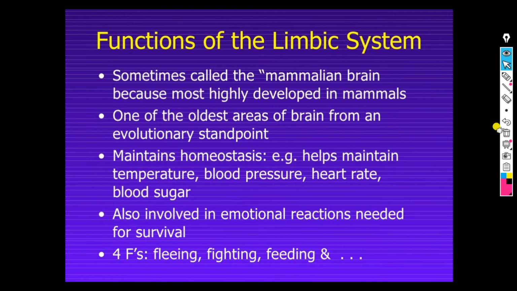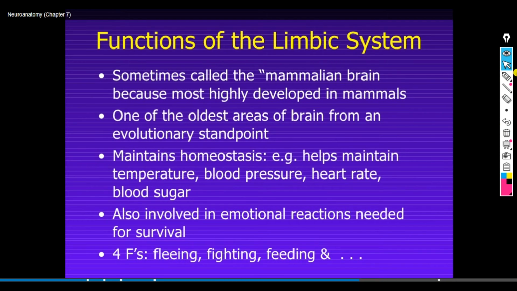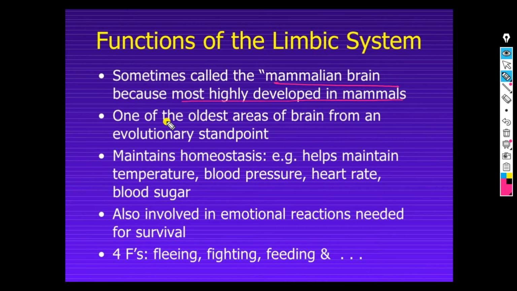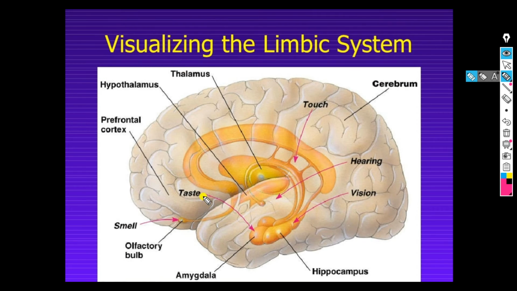The limbic system is sometimes called the mammalian brain because it is most highly developed in mammals. It is one of the oldest areas of the brain from an evolutionary standpoint and maintains homeostasis. For example, it helps maintain temperature, blood pressure, heart rate and blood sugar, and is also involved in emotional reactions needed for survival. Basically we can say the functions are fleeing, fighting, feeding and sex. Visualizing the limbic system, you can see the hypothalamus and pituitary, the hippocampus and hippocampal gyrus, and the amygdala here.